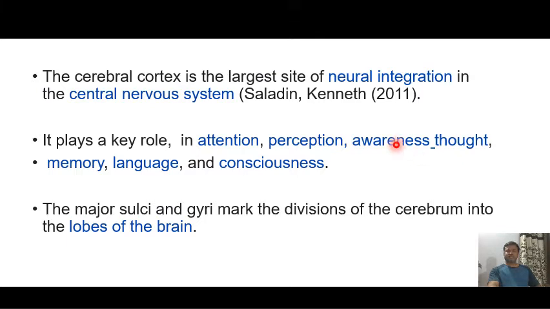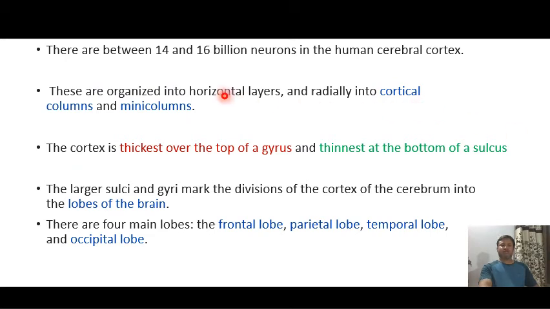The cerebral cortex is the largest site of neural integration in the central nervous system. It plays a role in attention, perception, awareness, thought, memory, language, and consciousness. The major sulci and gyri mark the division of the cerebrum into the lobes of the brain. Here we have described how gyri and sulci form the different lobes in the brain. There are 14 to 16 billion neurons in the human cerebral cortex, organized into horizontal layers and vertical layers. The vertical layers are called columns and minicolumns.